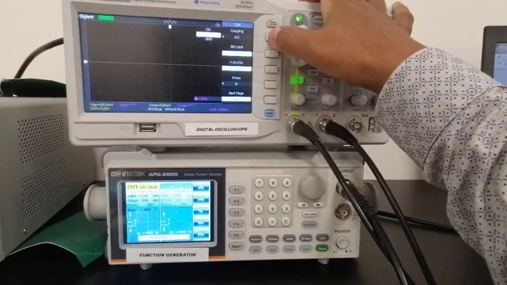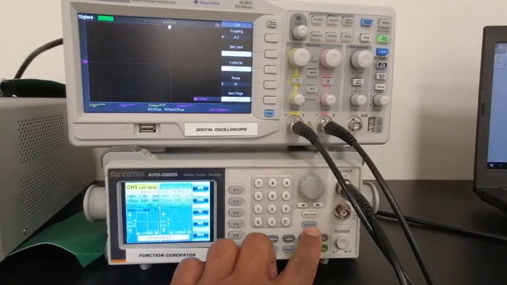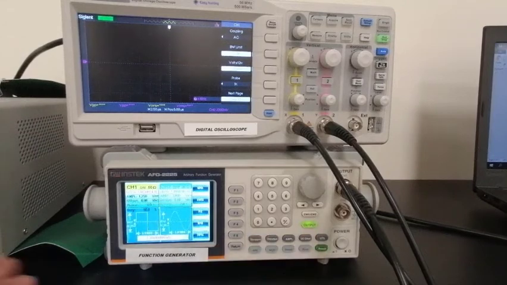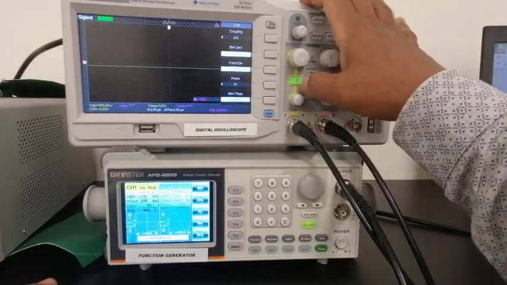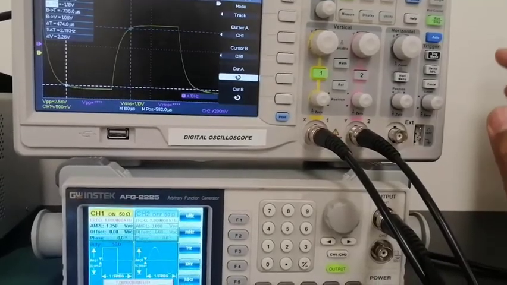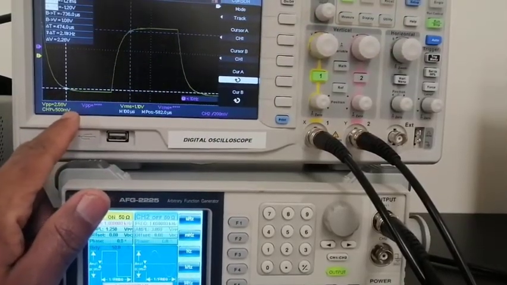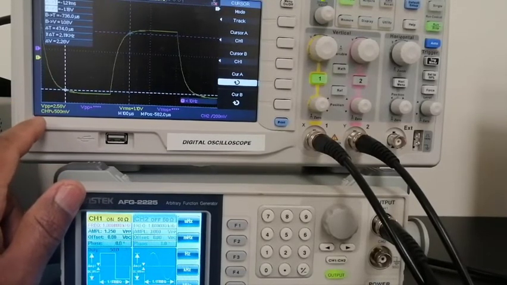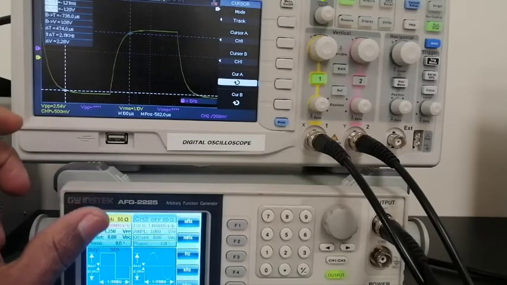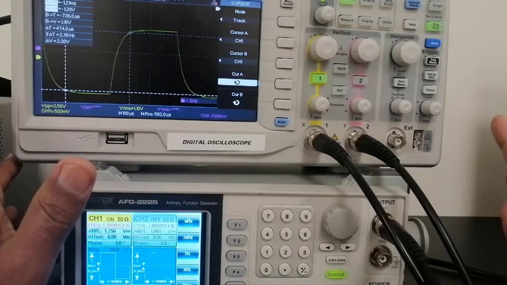AC, and then on the function generator I have to switch on this output button, to let the signal come out of the function generator. So here is my signal. Now I am setting the oscilloscope to 100 microseconds, and the voltage per division to 0.5 volt, so that enables me to see one complete wave.